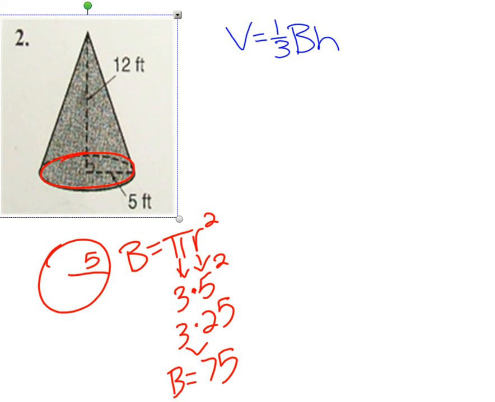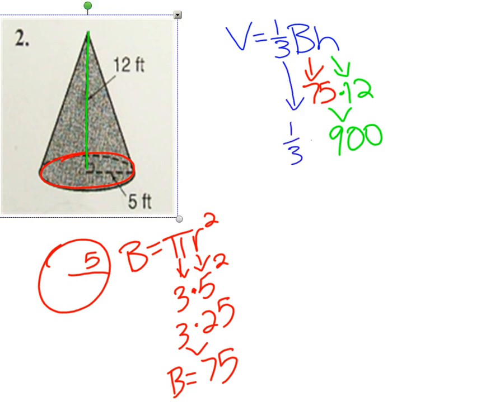Follow the arrows. 75 times 12, we multiply that by the height of our cone. So we have 75 times 12, which comes out to 900, times 1/3. So 900 divided by 3, hopefully you can do that in your head, is 300.